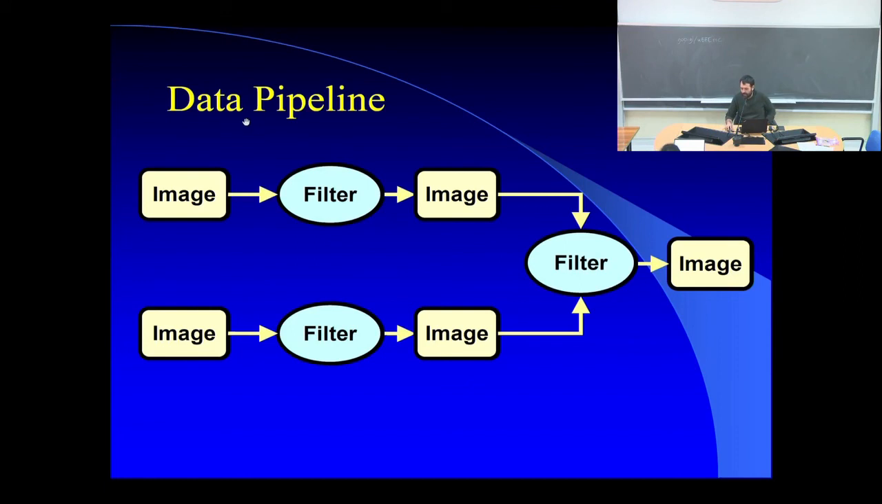Example of data pipeline, for instance. You have your image, you have your filter. This filter has an input and an output. So the idea is you create a new image, you load it, for instance, from a file. You create your filter and you say, okay, the image I loaded, the input will be this image.